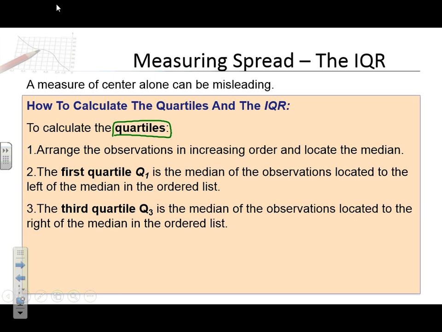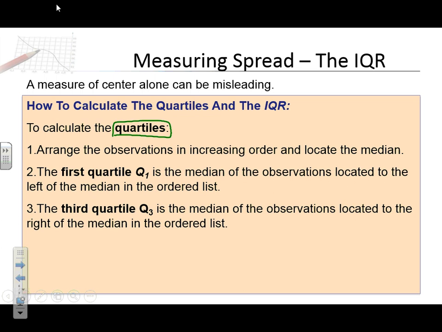So when you're asked to calculate quartiles, arrange your list in order, find the median to cut your list in half, and then find the median of each of those halves separately. So the lower half will give you quartile 1, upper half will give you quartile 3.